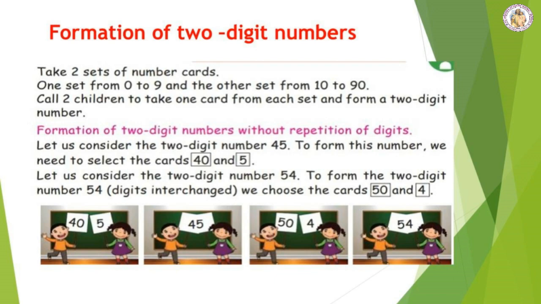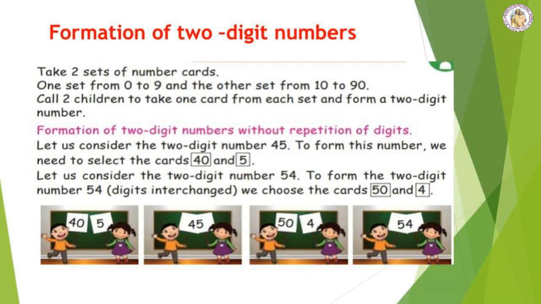Formation of 2-digit numbers. Take 2 sets of number cards. That is one set from 0 to 9 and another set from 10 to 90. You can choose one card from each set. That is, from 0 to 9 you have to choose one card and from 10 to 90 you have to choose another card. So only then can we form a 2-digit number.